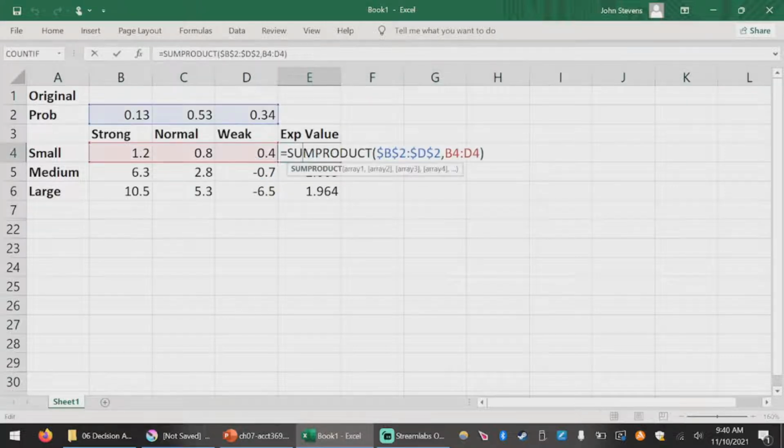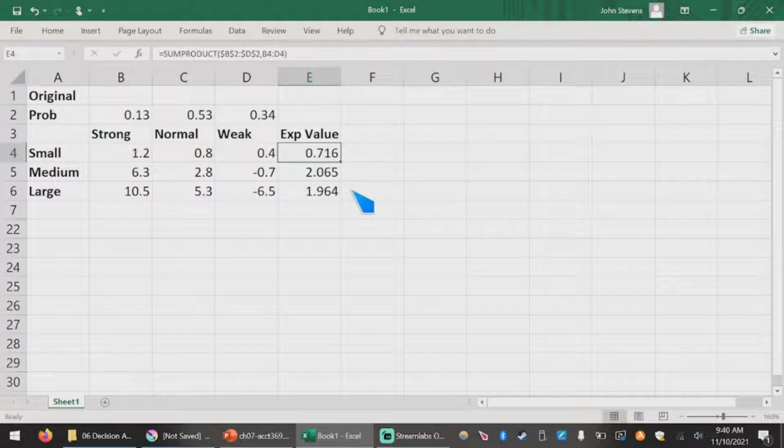And then the expected value just multiplies the profit value, the outcome, with the associated probability, and we get these expected profit values. And then we pick the largest one as the choice that she should make. All right, that's the basic idea.